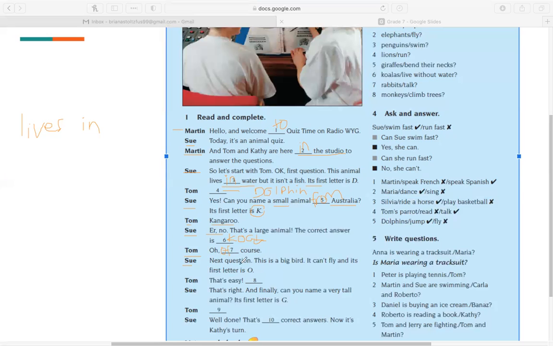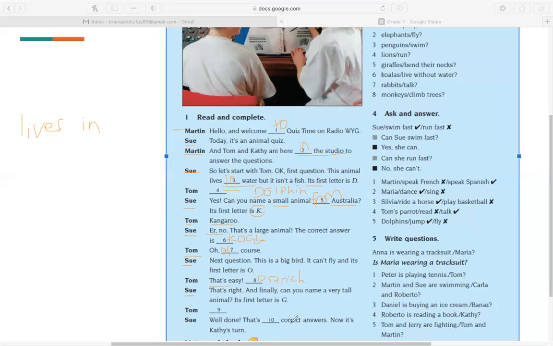Sue, next question. This is a big bird. It can't fly, and its first letter is O. Tom says, that's easy. What animal is a big bird? It can't fly, and it starts with O? Ostrich. Sue says, that's right.